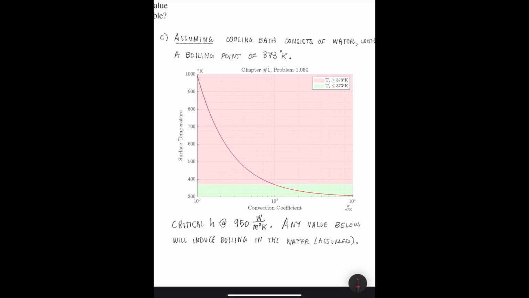And any value of h below 950 watts per meter squared Kelvin would result in slower cooling, which means higher surface temperatures, and so that would be unacceptable operation.